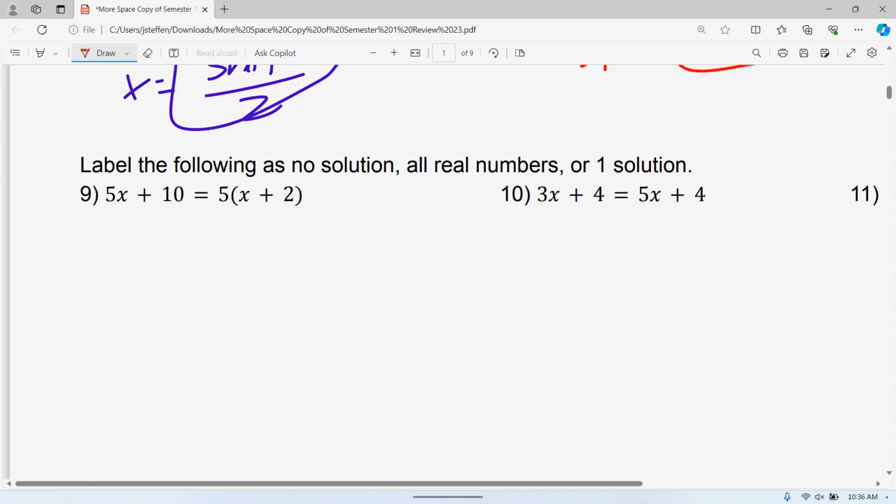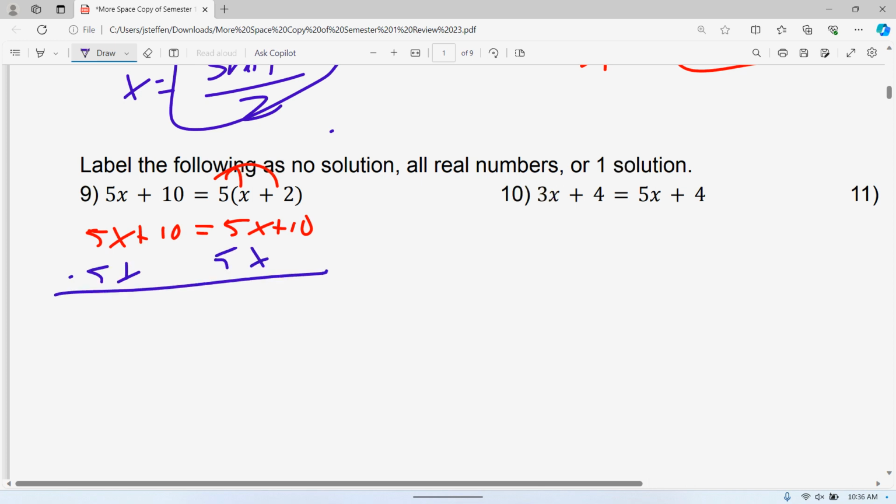And we just talked about this, label the following as no solution, all real numbers, or one solution. So again, we're just solving these. 5, we have 5x plus 10 is equal to 5x plus 10. Now, some of you guys maybe know the answer already, but again, if I were you, I would keep working just in case. True, so it's all real numbers.